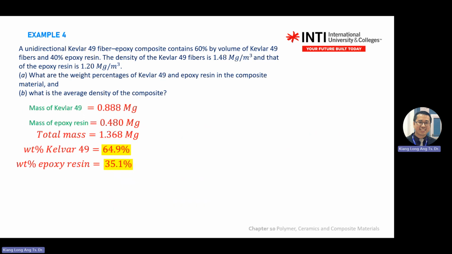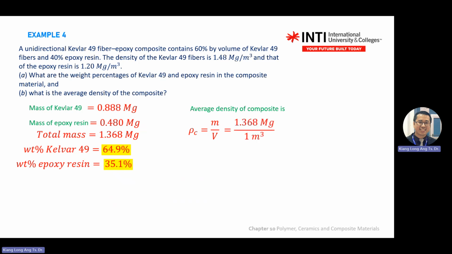Okay. So once you get that one, you want to find the average density of the composite. So how do you find it? The density of the composite will equal the mass divided by volume. Mass divided by volume is the density definition.